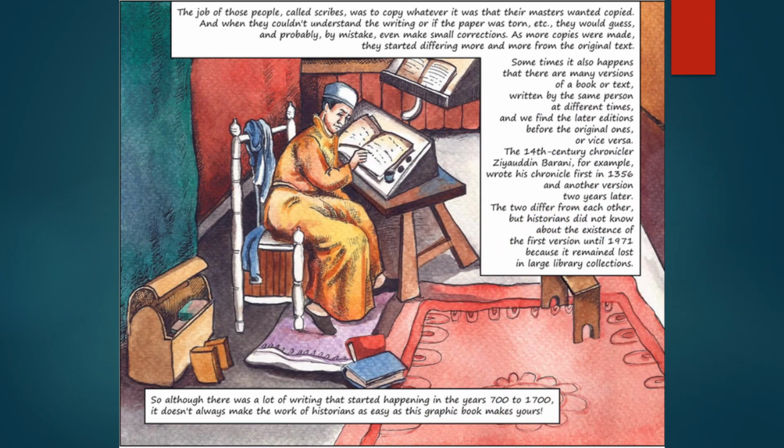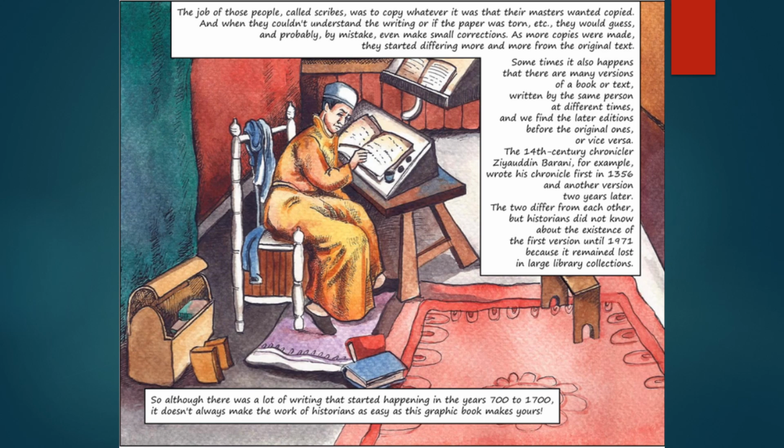The job of those people, called scribes, was to copy whatever it was that their masters wanted copied, and when they couldn't understand the writing, or if the paper was torn, they would guess and probably by mistake even make small corrections. As more copies were made, they started differing more and more from the original text.